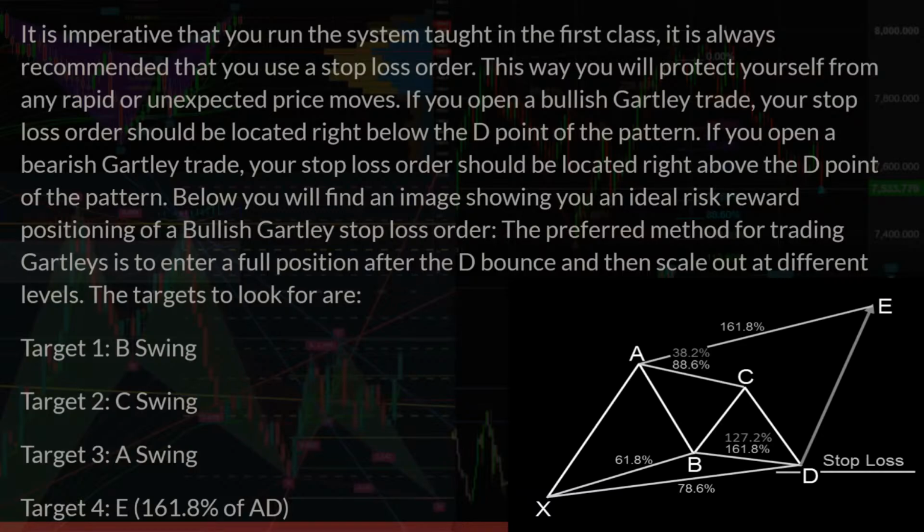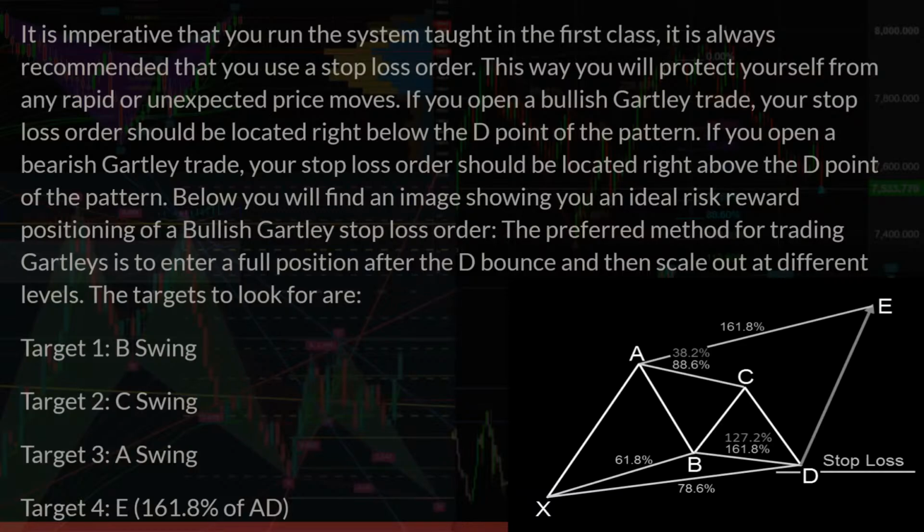It's always recommended that you use the stop loss order. Always have a stop loss order on every single trade, in my opinion. This is the way that you'll protect yourself from any rapid or unexpected price moves. If you open a bullish Gartley trade, your stop loss order should be located right below the D point of the pattern. If you open a bearish Gartley trade, your stop loss is located right above the D point of the pattern. It's just exactly inverse. The parameters are exactly the same, just flipped around when you're doing it in reverse.